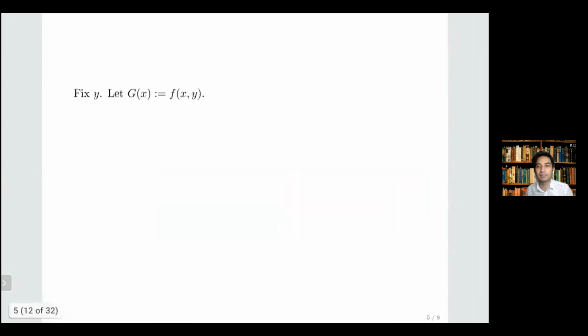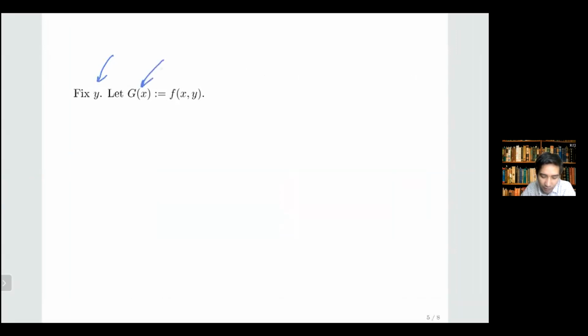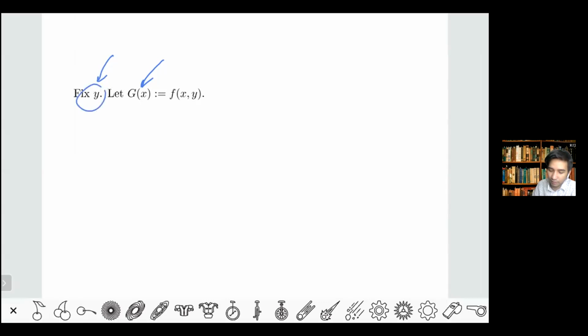Ba't siya gumagana? Let's see. Halimbawa, pag finix mo yung y, so hindi gumagalaw yung y, we're treating y here as a constant. Tapos define natin yung function g of x. It's f of xy. So yung value niya at x is given by f of x, comma, this fixed value of y. Okay? So ano yung derivative ng function na to?